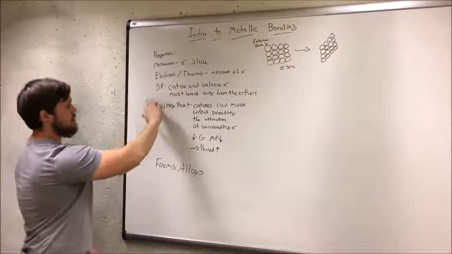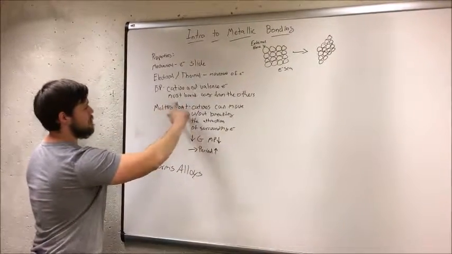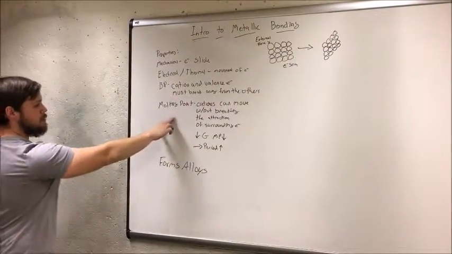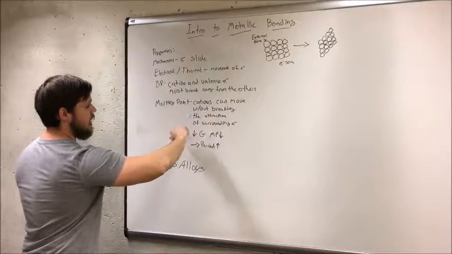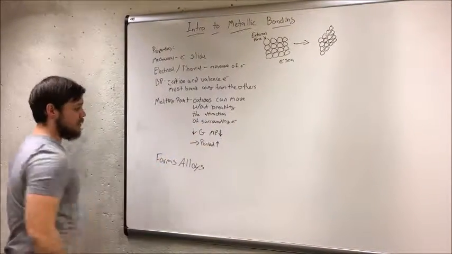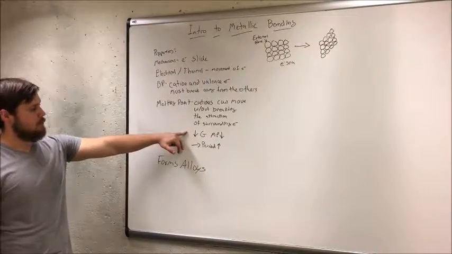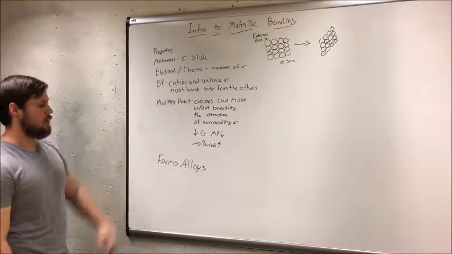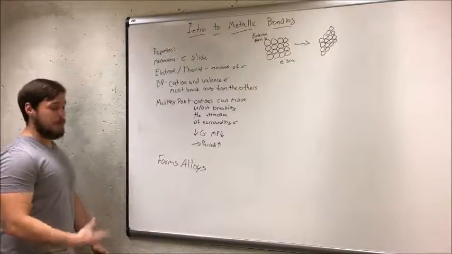Boiling point is high because cations and valence electrons must break away from the others. Melting point, cations can move without breaking the attraction of surrounding electrons. So as we go down a group, melting point decreases, and as we go across the period, it increases. And instead of forming compounds, they form alloys.